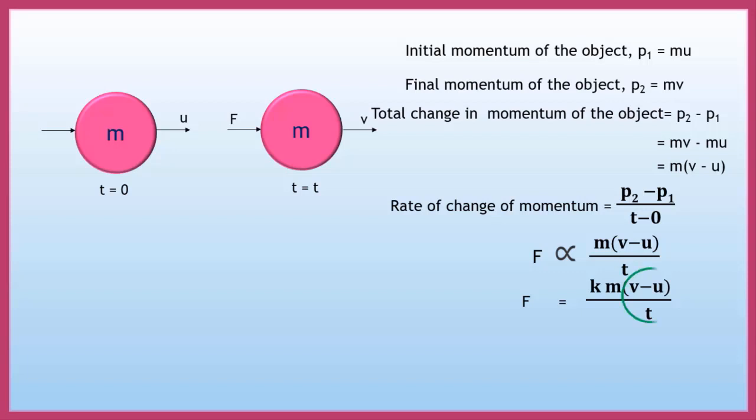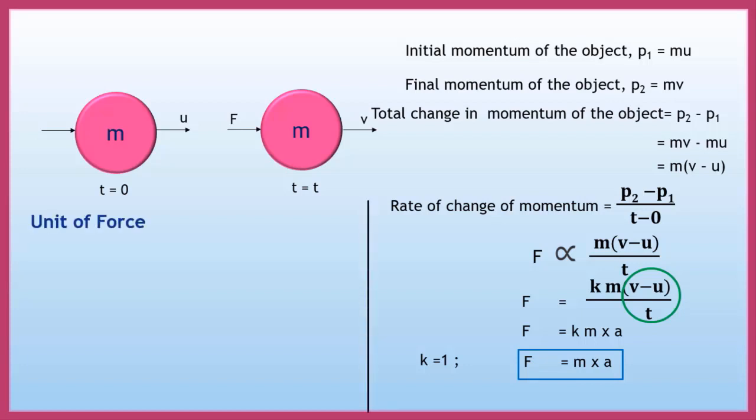Now what about this term v minus u by t? What is it? Change in velocity with respect to time. It is nothing but the acceleration. So I can replace this whole term and I will write a. Now the value of the constant in this relation is 1. So what is the formula of the force? F equals mass into acceleration. This is the desired formula which we obtained in the previous approach also.